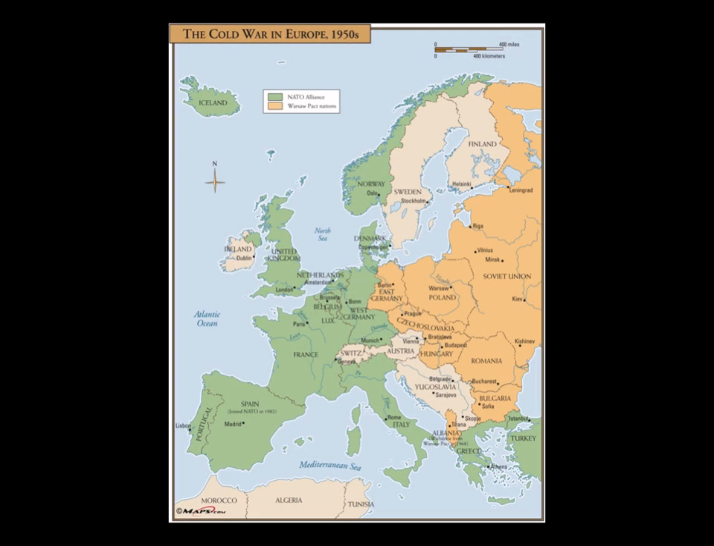Here's a Cold War map of around the 1950s. You can see the NATO alliance is the green countries, and the orangish countries are the Warsaw Pact, and then there are neutral nations.